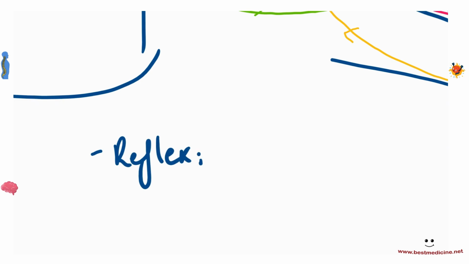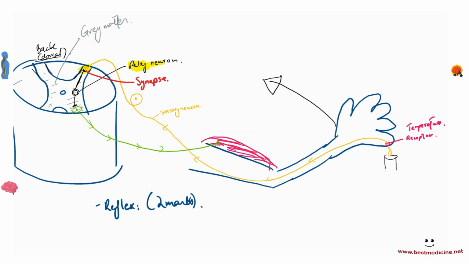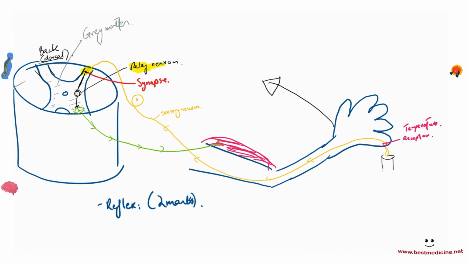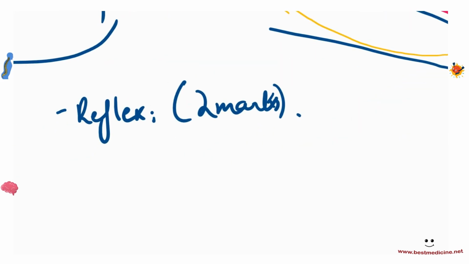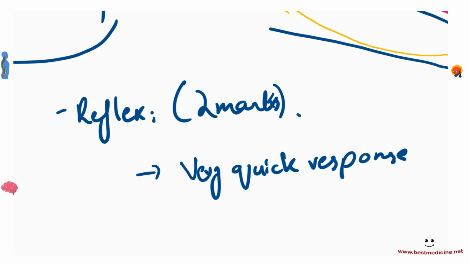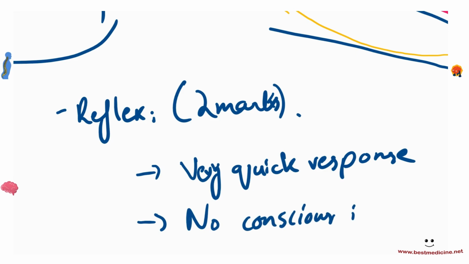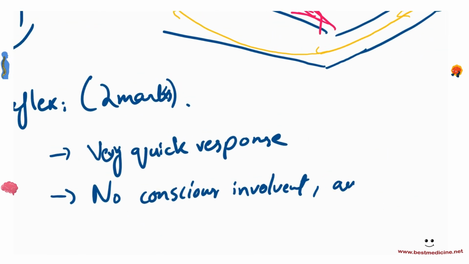What is a reflex? It usually comes for 2 marks, where they ask you to elaborate a little bit on this, or they give you an example and ask, why is this a reflex? And you will say, this is a reflex because this particular example is a very quick response, because reflexes are quick, and because there is no conscious involvement. The response is automatic.